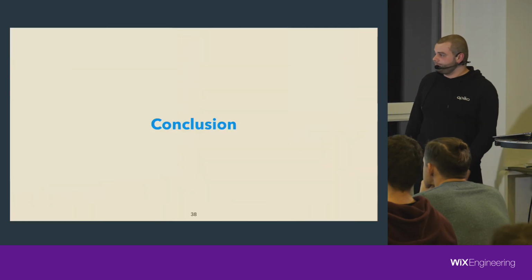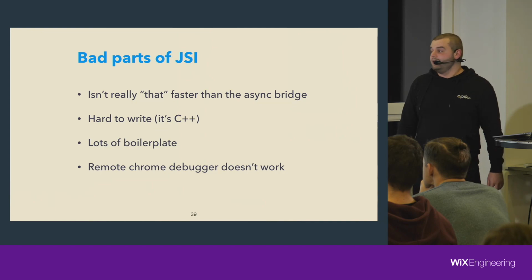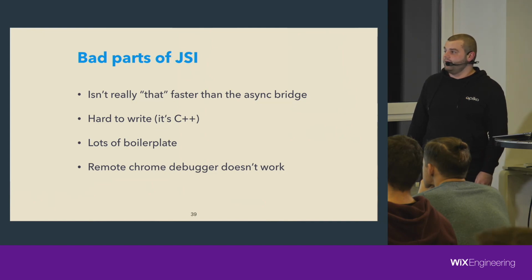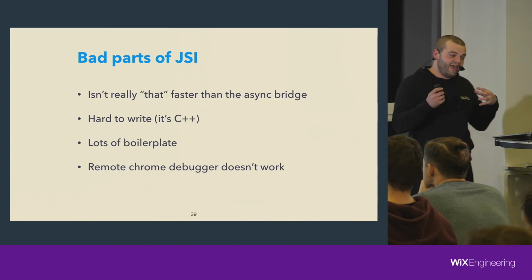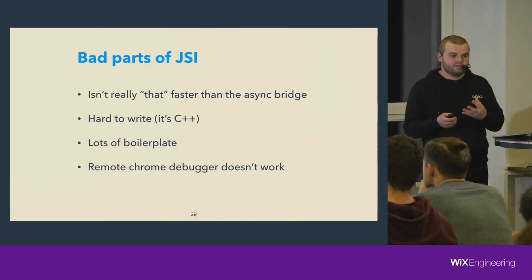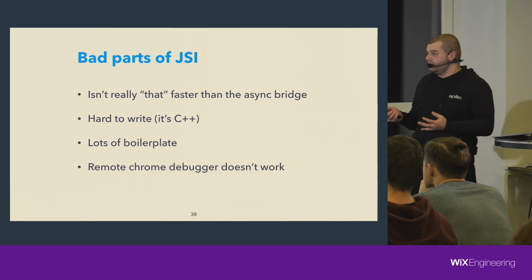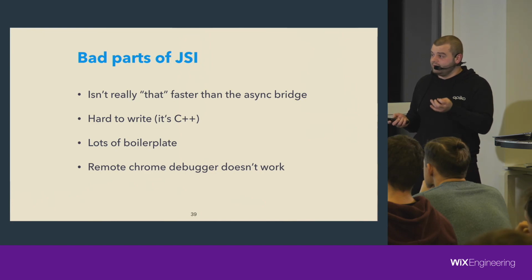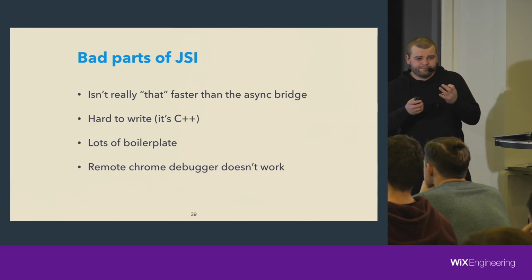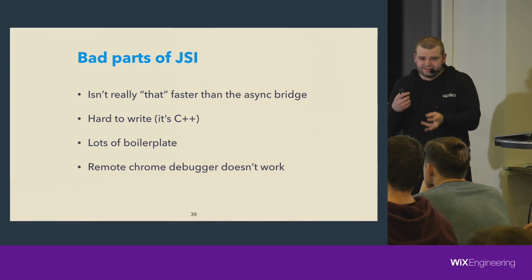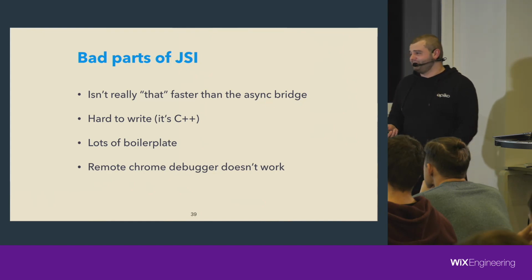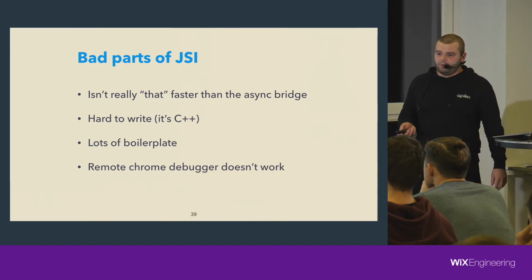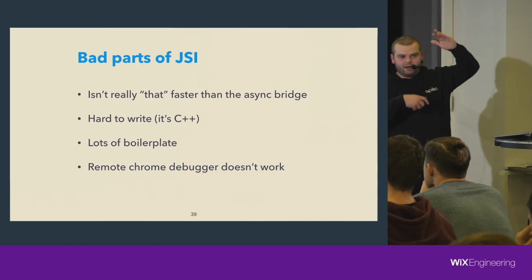Conclusions. Bad parts of JSI. It isn't really that much faster than the async bridge, and it's hard to write because it's C++. Who really wants to write something in C++? No. Lots of boilerplate. Like you saw that callback.